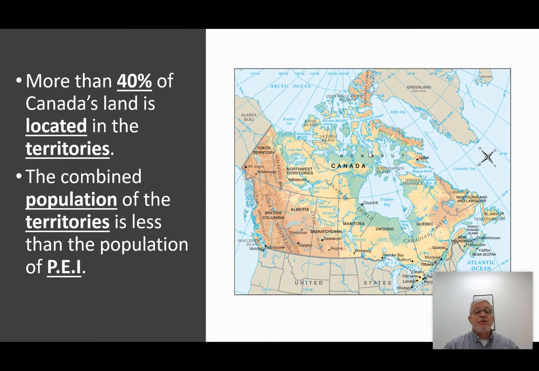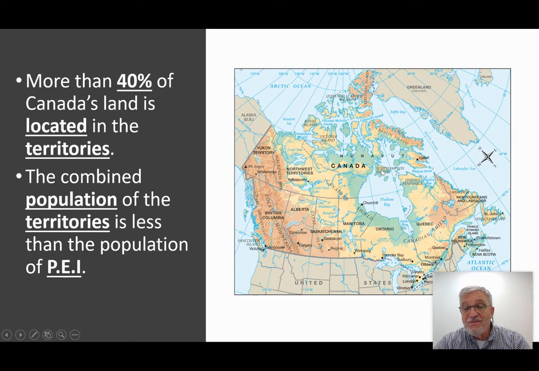The combined population of the territories is less than the population of PEI. So we learned about Prince Edward Island down here. We learned the other day that Prince Edward Island is actually the smallest of the Canadian provinces. Yet there are more people that live in PEI, Prince Edward Island, than in all of the Canadian territories.